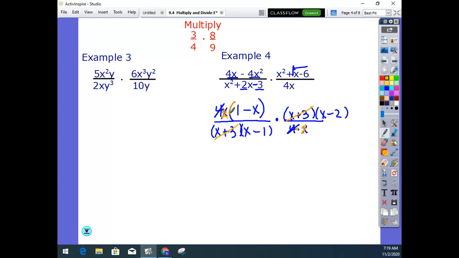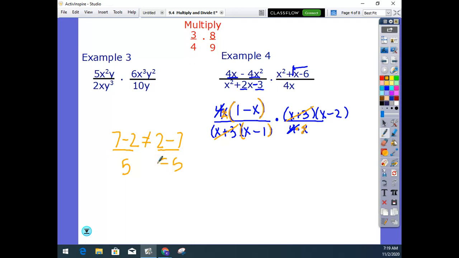Now, what do you notice here? This is 1 minus X. This is X minus 1. When you subtract, do you get the same answer if you change the order? Is 7 minus 2 the same thing as 2 minus 7? No. This side would be a positive 5. This side would be a negative 5.